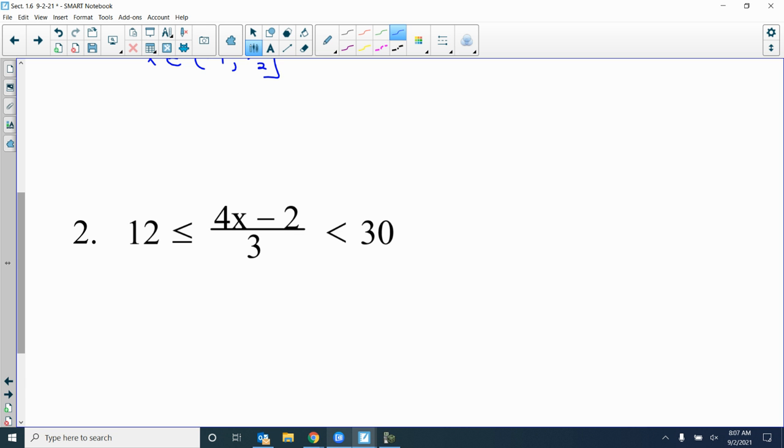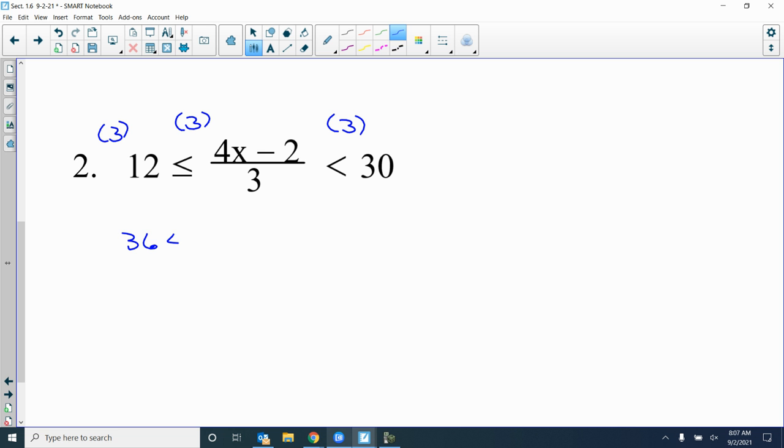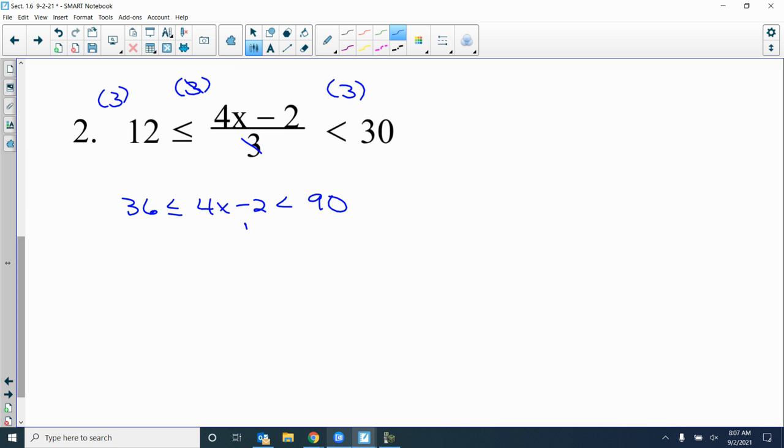12 is less than or equal to 4x minus 2 over 3 is less than 30. I would get rid of the fraction. Multiply everything by 3. Okay, I would encourage that. 3, 3, 3. That gives me 36 is less than or equal to, those cancel, and you just get 4x minus 2 less than 90. I'm going to add 2. I get 38 less than or equal to 4x less than 92. Divide by 4.